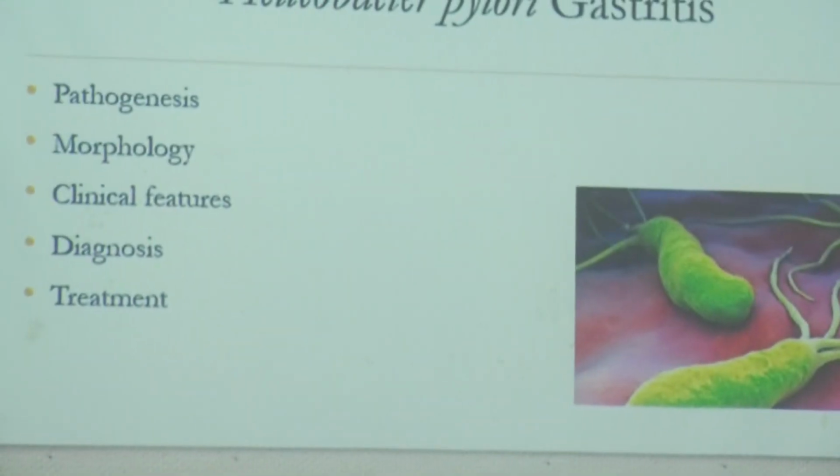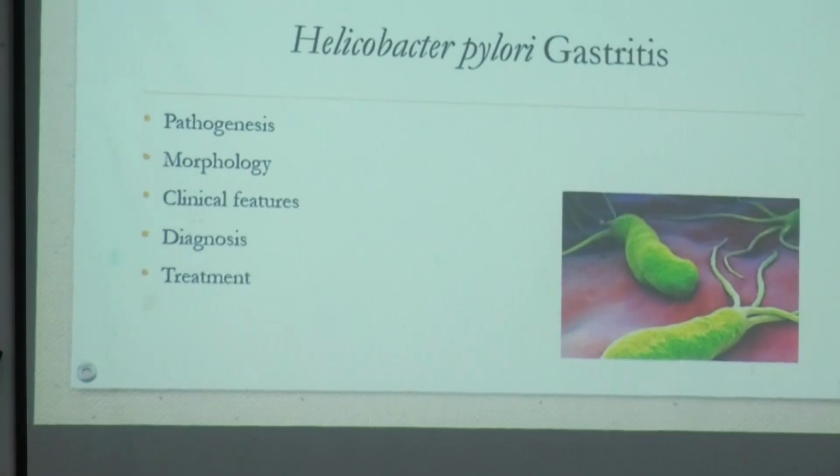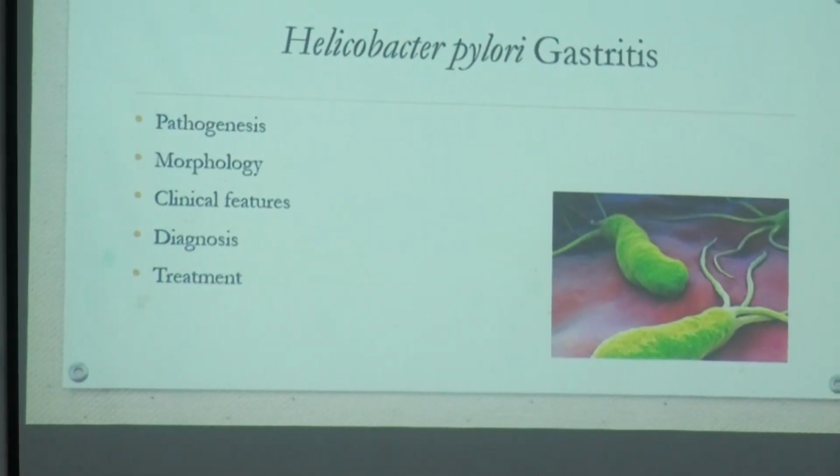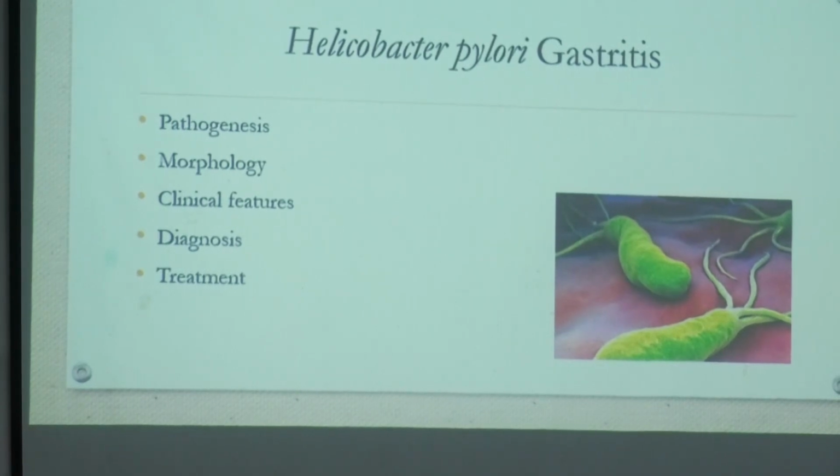So, in our country, this is a very common disease. Apart from tuberculosis, this is another very common disease: H. pylori gastritis. H. pylori is a curved bacillus. It is flagellated and it occupies the mucosa. It does not invade into the gastric epithelium. It does not enter the gastric epithelium.